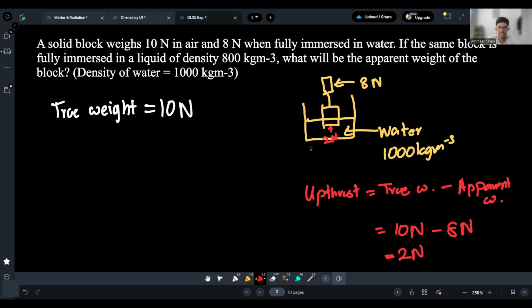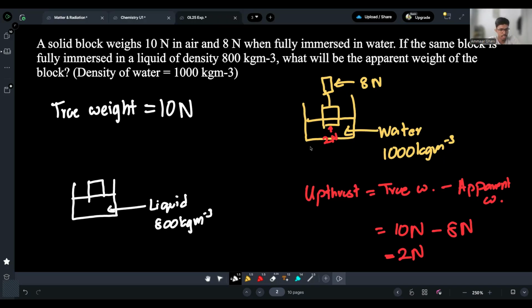Alright. So they didn't want us this. They are telling us next. They are taking the same block and immersing it in another liquid. This liquid's density is 800 kilogram per meter cube. Alright. And the block is immersed in here. They are asking what will be the apparent weight. That means what will be the reading in here. This is what they are asking us.